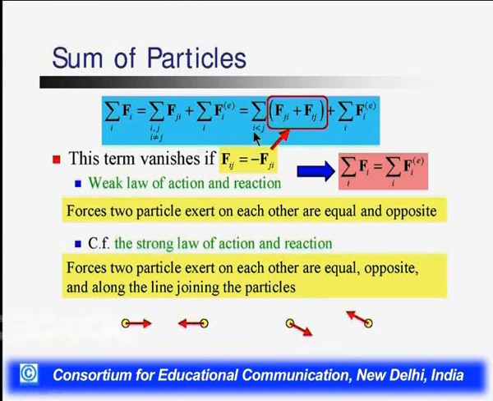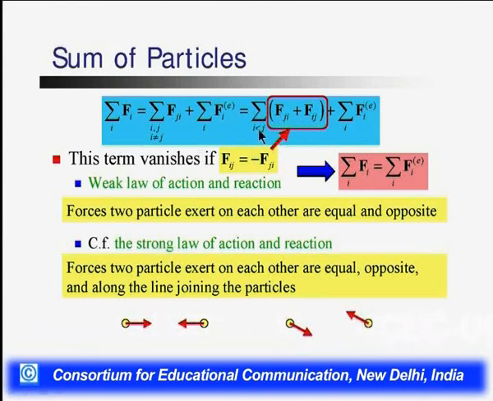Now we can take the summation with i less than j. That is Fji plus Fij, plus the summation over i of Fie. This term vanishes if Fij is equal to Fji. We can write this because we are saying that i is not equal to j, so i must be less than j. This equation will be turned into Fji plus Fij plus the summation over i of Fie. If Fji is equal to minus Fij, then we can cancel this term.